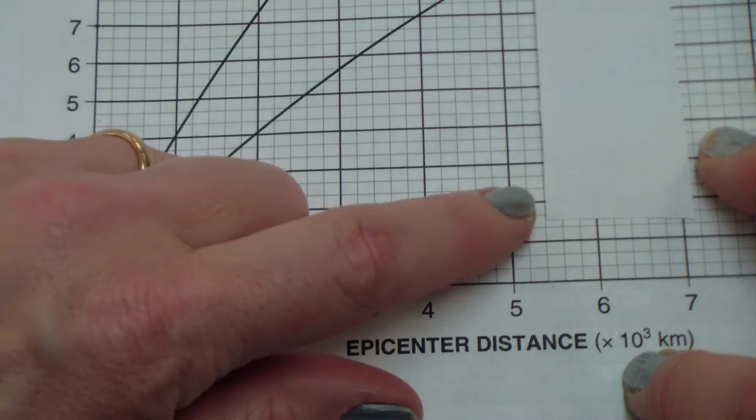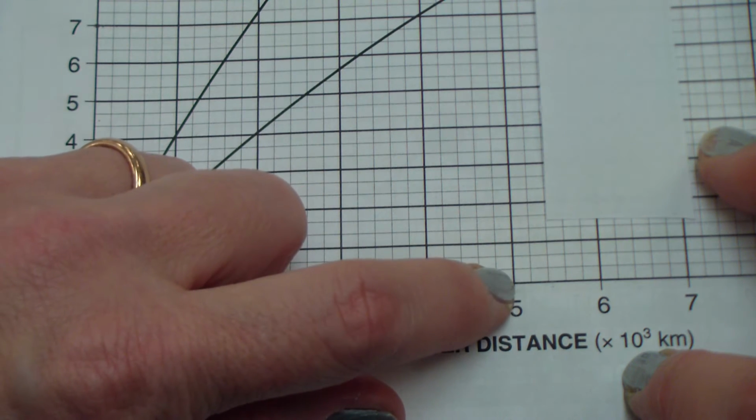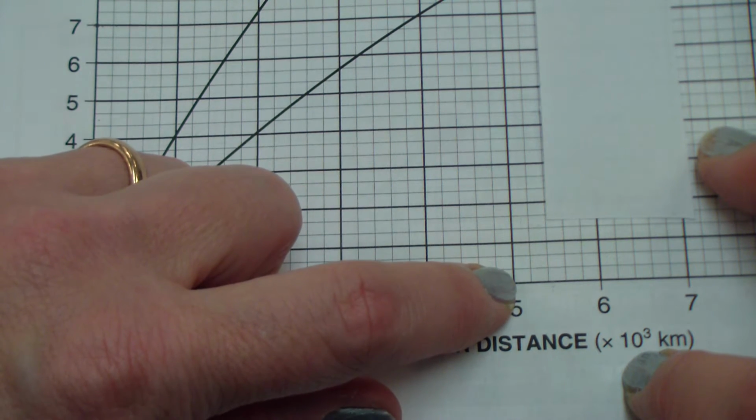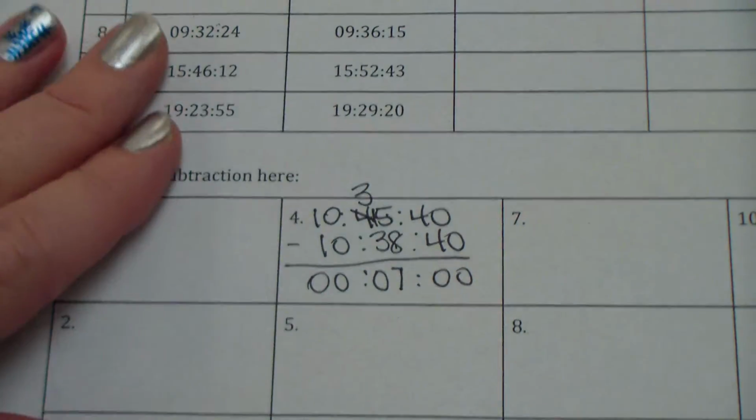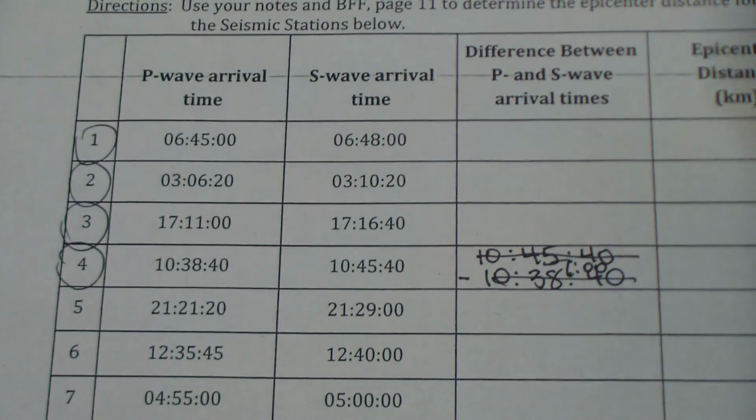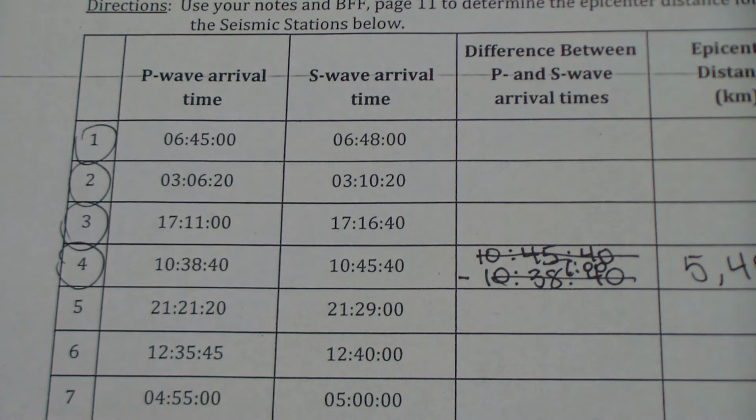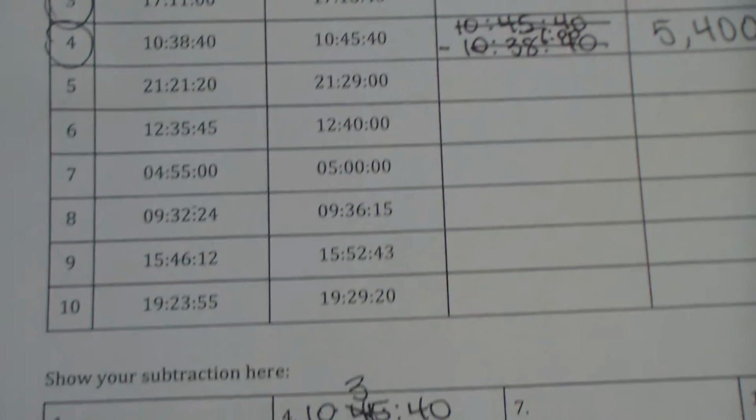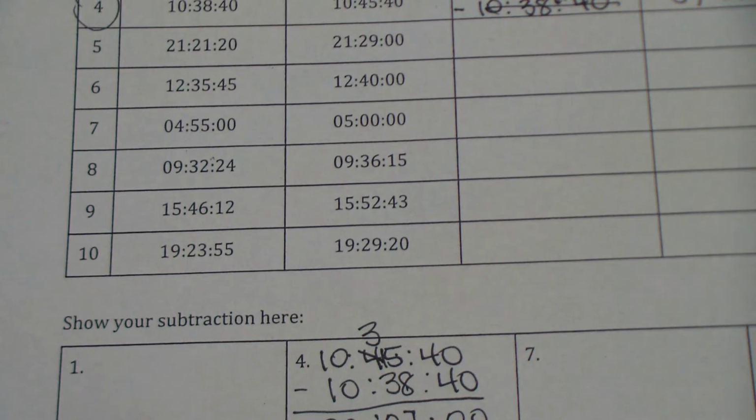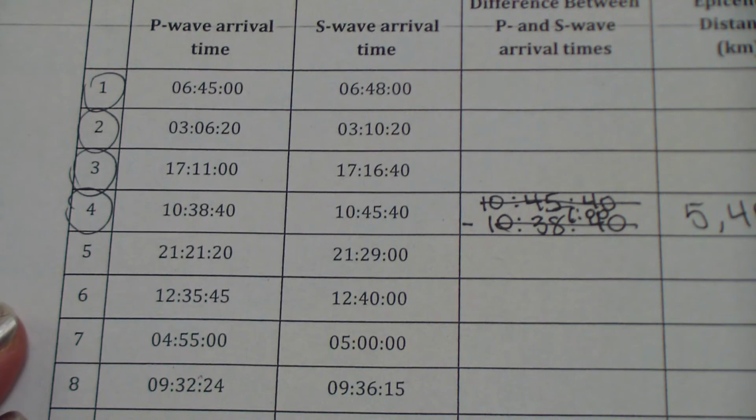So if I'm here, 2 boxes over is going to be 5,400. So I'm going to record that on my sheet here, 5,400 kilometers. Okay. So that's how we do that. Now, the more tricky ones are, for example, number 5 for the time.